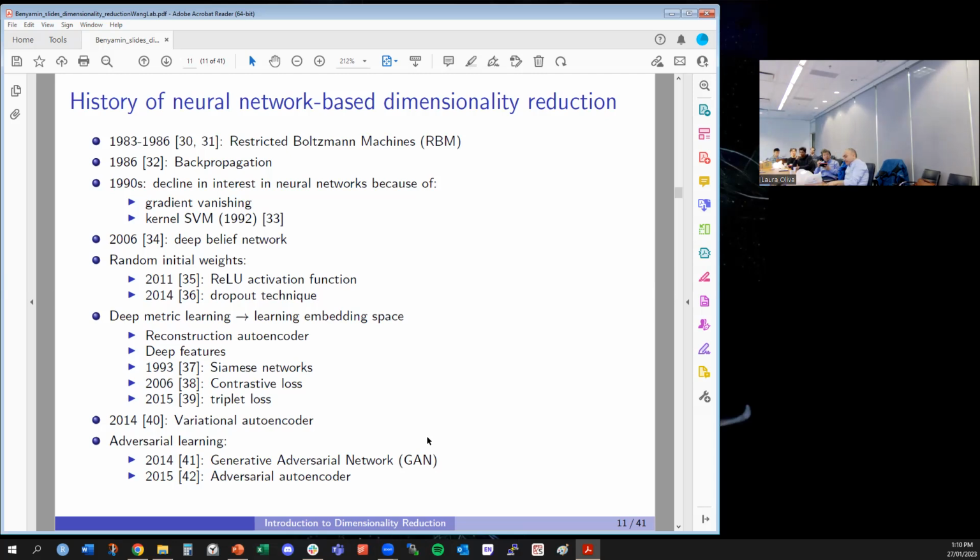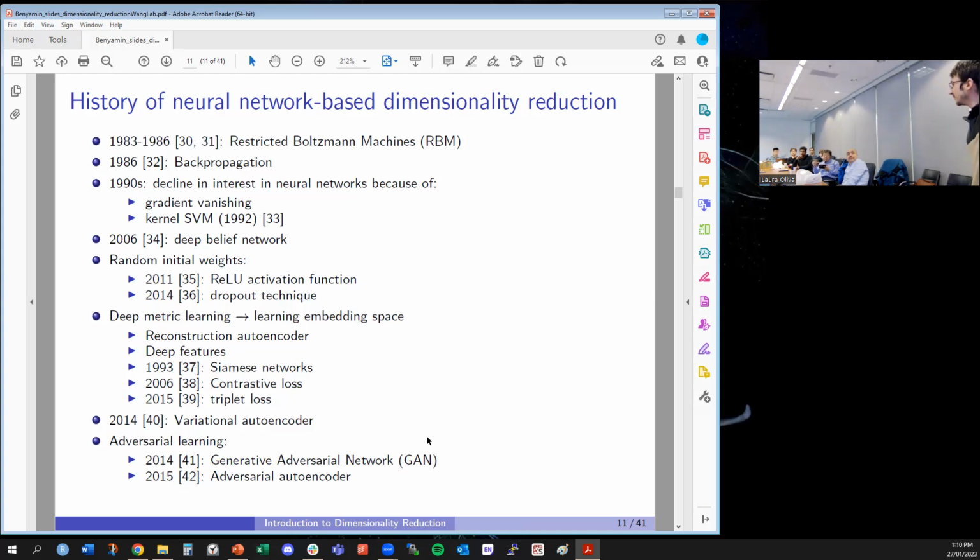Backpropagation was proposed in 1986. In the 1990s, there was a decline in interest in neural networks because of two things: gradient vanishing. When we went into more depth, the gradient vanished. Also, kernel SVM was working well. However, it has its own disadvantages. For example, it couldn't work on big data, and there is also the choice of kernel.